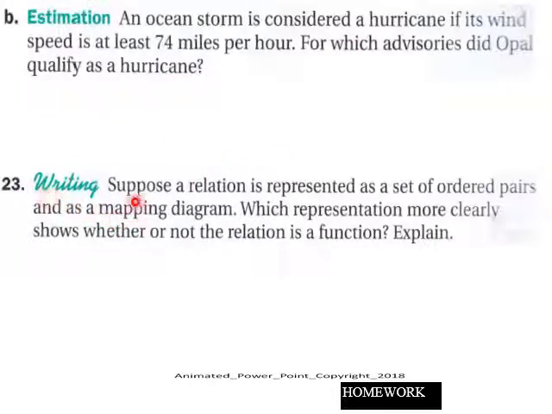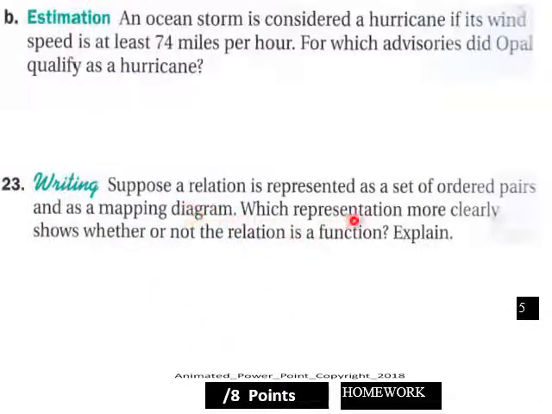And then 23, we go into a writing question here. Which representation more clearly shows whether or not the relation is a function? Explain means full sentences. So you got 8 points here for page 5.